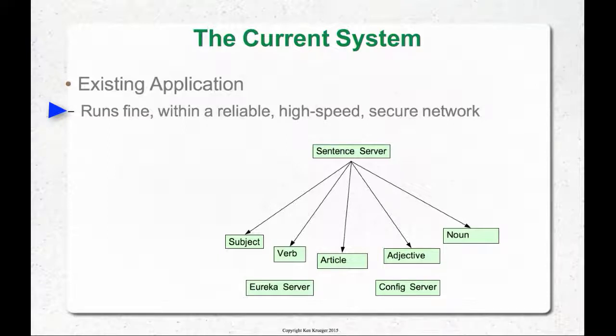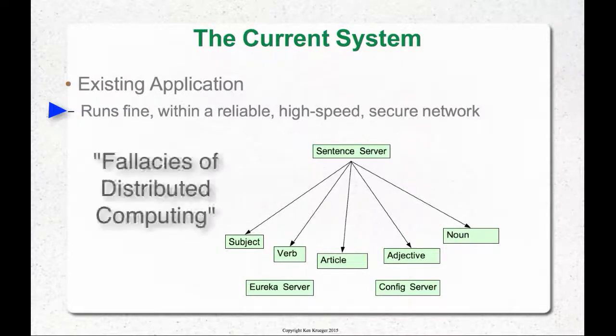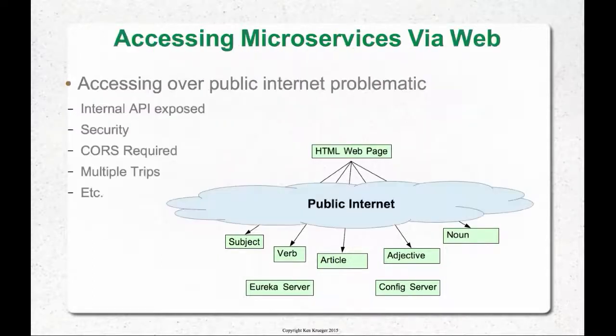Now, if you think way back to the very beginning of the course, I told you about something called the fallacies of distributed computing. And these basically state that you can't assume a fast, secure network. So we have to make some improvements here. To illustrate the problem another way, think about a case where our individual services would need to be called over the public internet. There are a number of concerns that are immediately apparent.